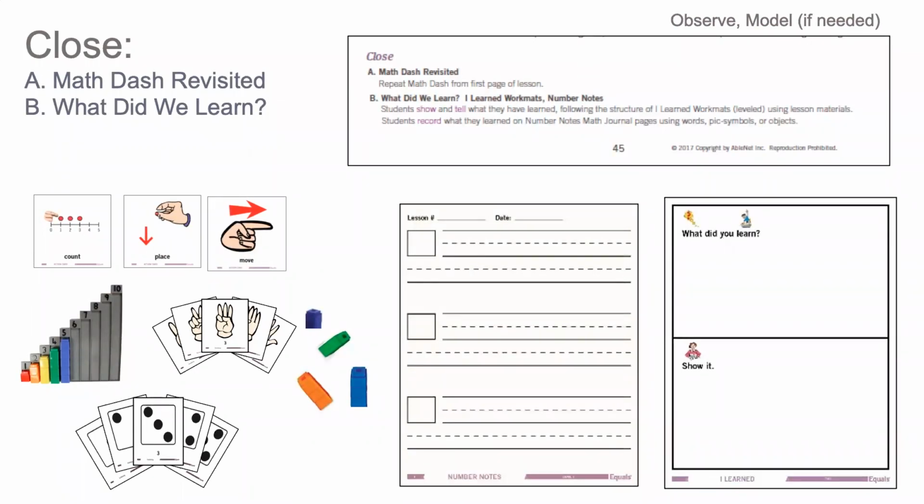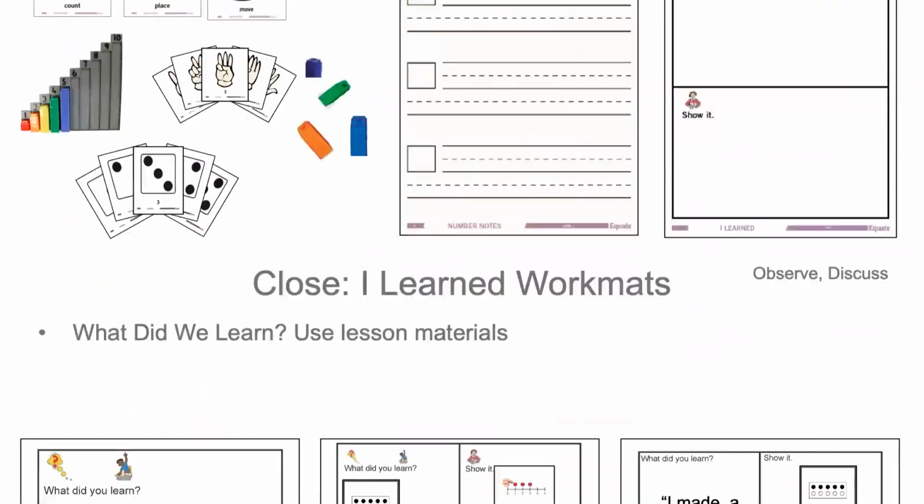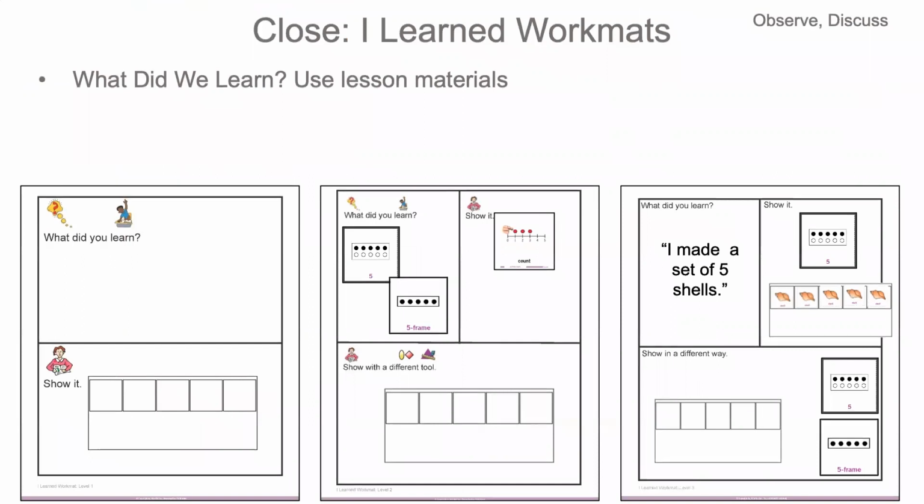The lesson is closed out by completing the two activities, Math Dash Revisited and What Did We Learn? During Math Dash Revisited, you go back to the Math Dash activity from page 1, but this time students have all that they have learned throughout the lesson to pull from to explore and demonstrate what they now know about the lesson objective. During What Did We Learn? Students use the I Learned work mat and the student number notes page to show what they have learned.